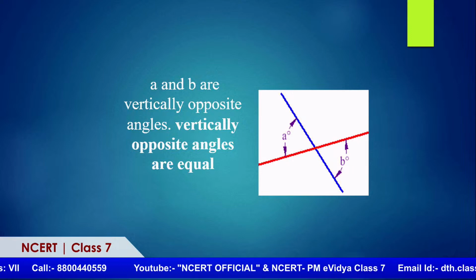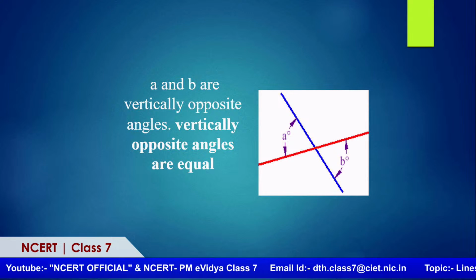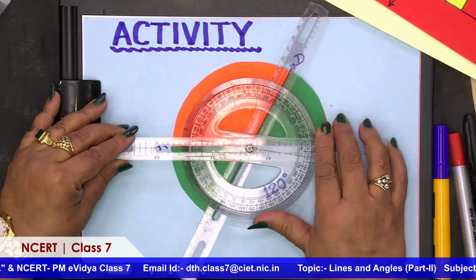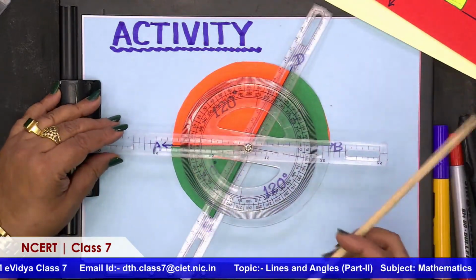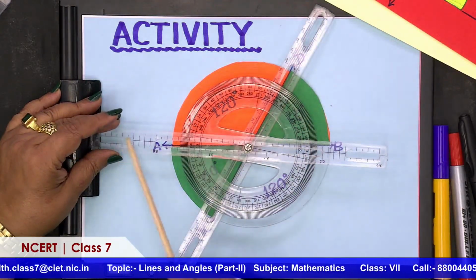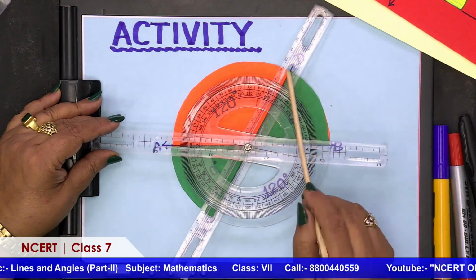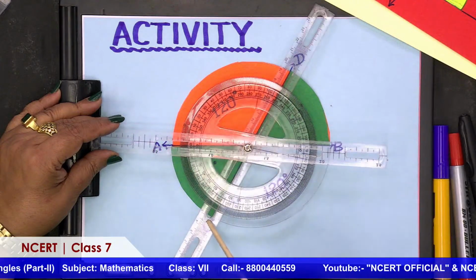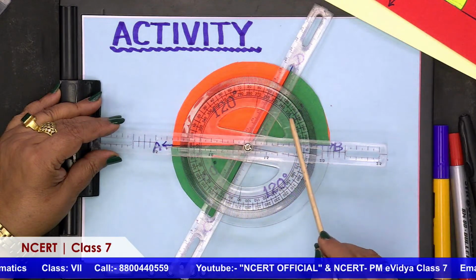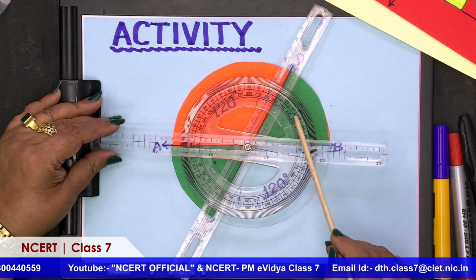Here, children, we have vertically opposite angles. In this, let us take CD as a line, and this is AB. Angle BOD and angle AOC will be equal. These are green in color. So, they will be exactly the same. Whenever two lines intersect, we will have vertically opposite angles equal.